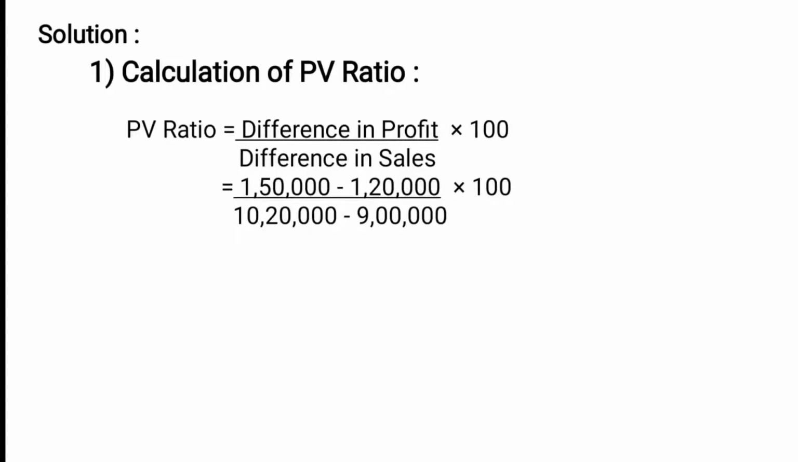which will be equal to rupees 30,000 divided by rupees 1,20,000 into 100, which will be equal to 25%. So the PV ratio is 25%.